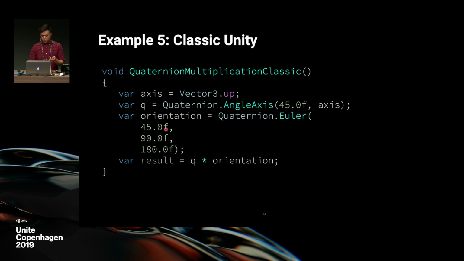These next few lines here, it's just me making up some current orientation. So I'm just going to call quaternion.Euler and give it a 45, 90, 180 degree rotation. For me to rotate this current orientation around the up axis by 45 degrees, I do Q, the rotation quaternion, times the orientation. It's very easy, just use operator multiply.